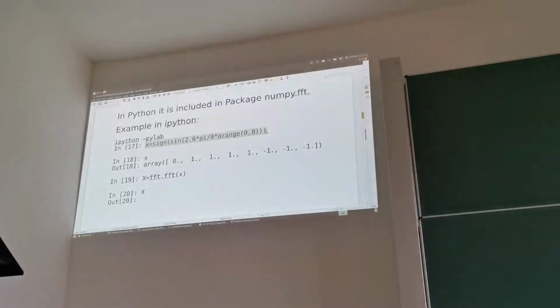So we can try it now in Python, going back to our IPython window.